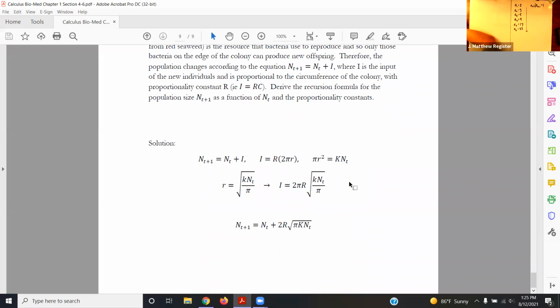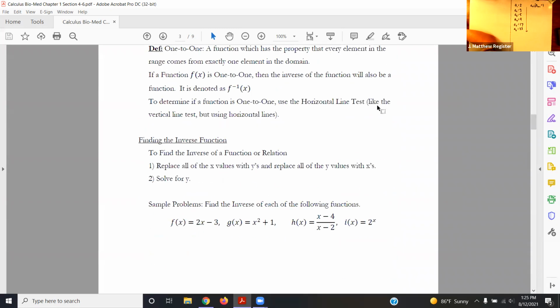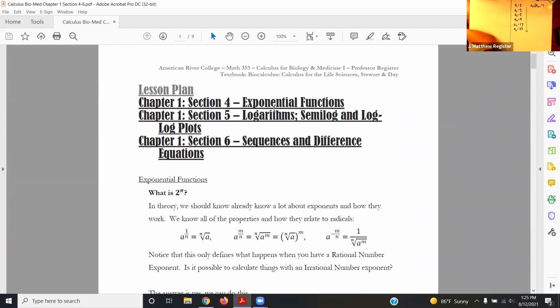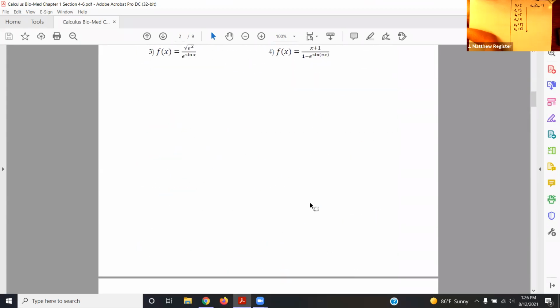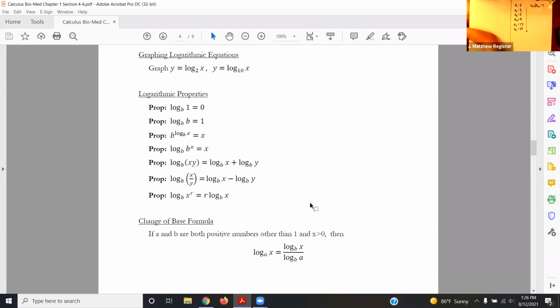And that brings us to the end of today's lesson. And so we covered exponential functions, logarithms, and sequences and difference equations. There might have been a few new things for you. I don't know how much you did with sequences and difference equations in Algebra 2, but everything else should have been fairly familiar. You should know exponentials and logarithms like the back of your hand. But if not, well, it's definitely time to brush up on stuff.